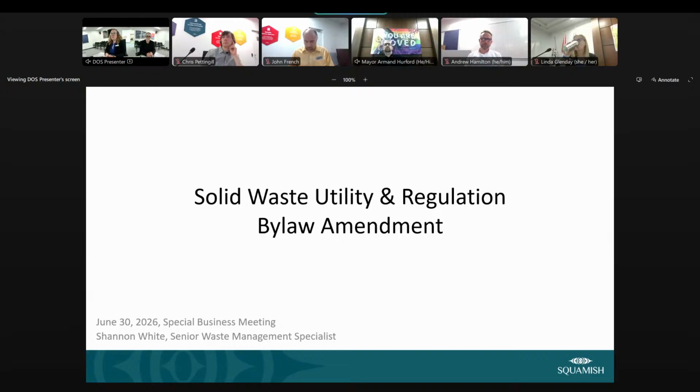The goal of these amendments is to align the Solid Waste Utility Bylaw with the operational needs of the Squamish landfill to ensure that staff are able to operate efficiently and effectively and in a cost-effective manner that provides a safe place for the community, as well as aligns with the operational needs of the site and is within the authority of the District of Squamish.